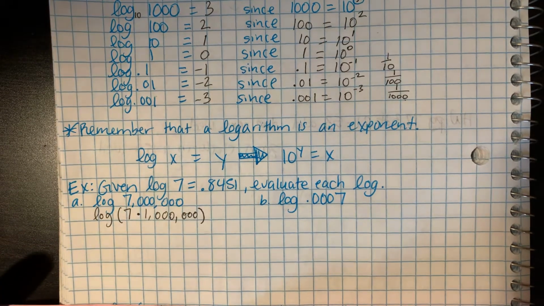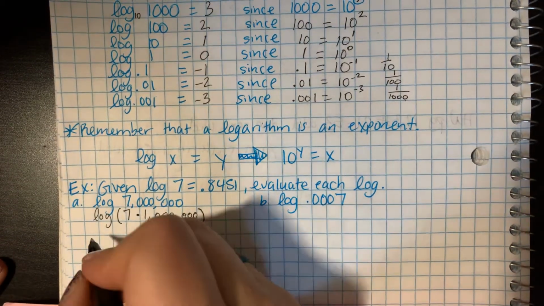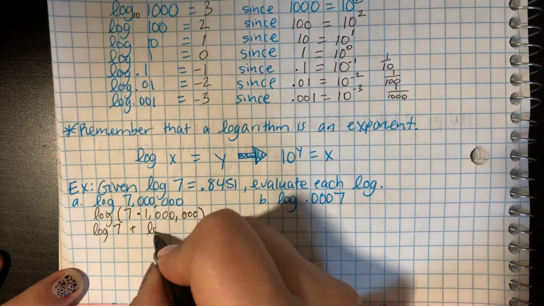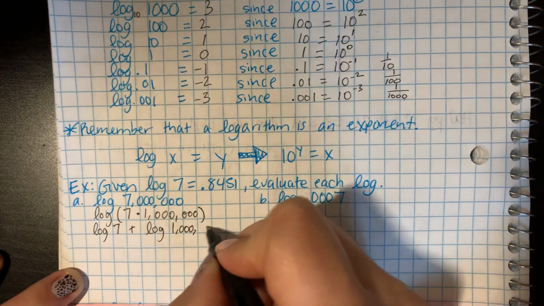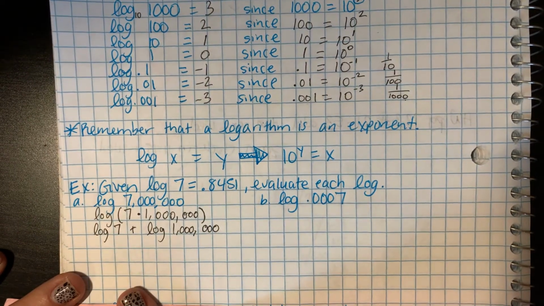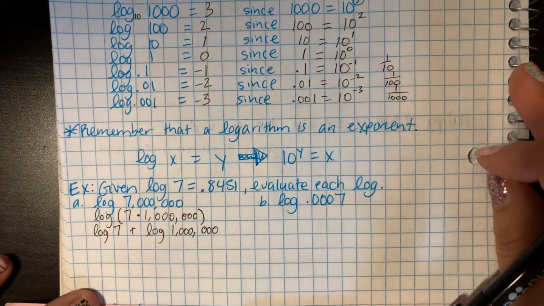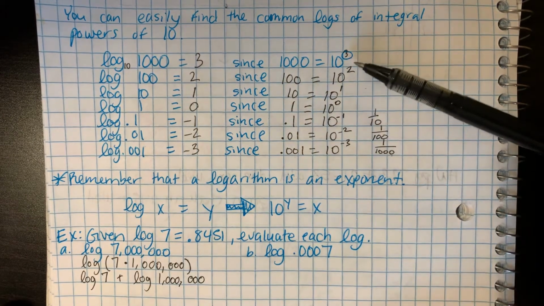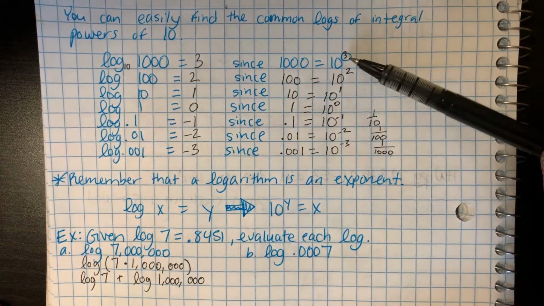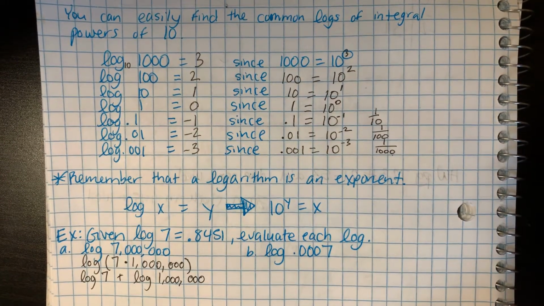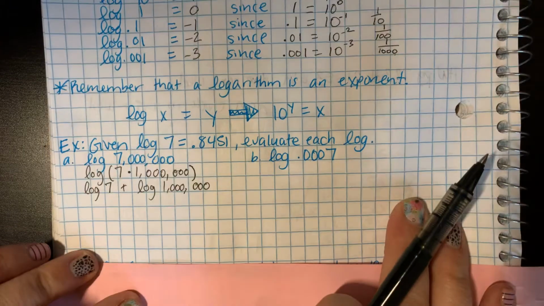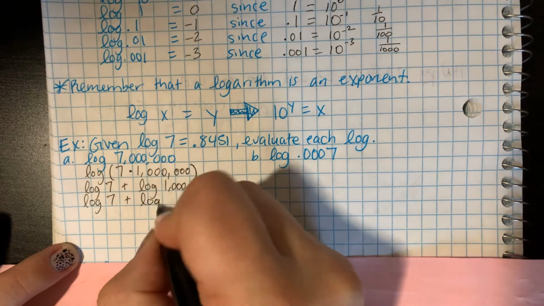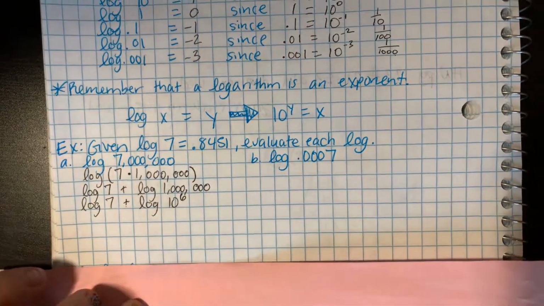All right. So now we could separate this out. Remember, we just add them, so we could have log of 7 plus log of 1 million. Let's go back to up here. To convert log of 1 million, to solve it, 1,000 was 10 to the third, so 1 million would be 10 to the 6th. So we can have log of 7 plus log of 10 to the 6th.